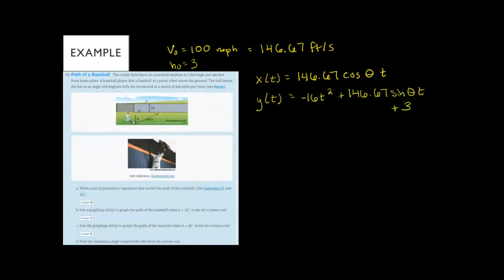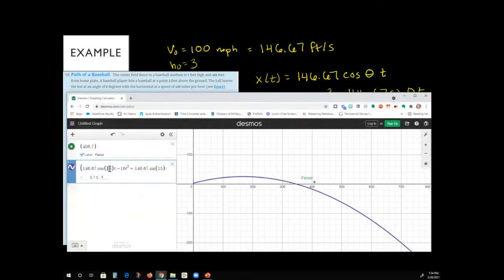So part B says, is it a home run? No, it's not a home run, because with 15 degrees, it hit the ground before it went over the fence. So the next one is 23 degrees. All I need to do is change my angles to be 23 degrees. And then you can see that if you hit it at an angle of 23 degrees, you do go over the fence. And so then you do get a home run at an angle of 23 degrees.